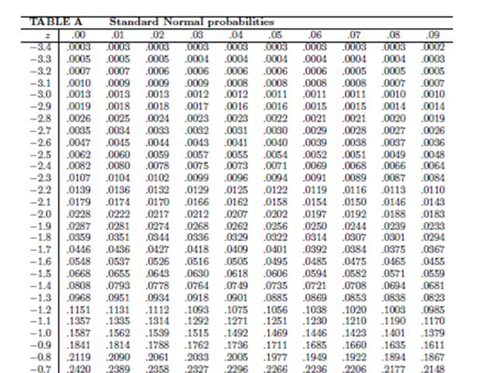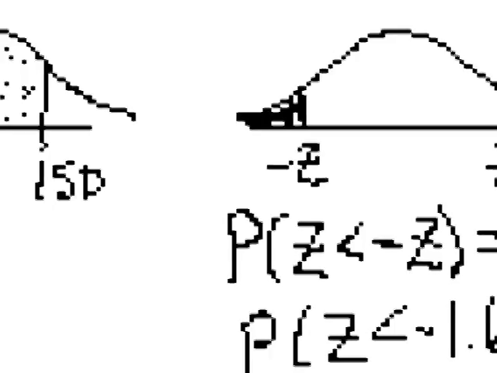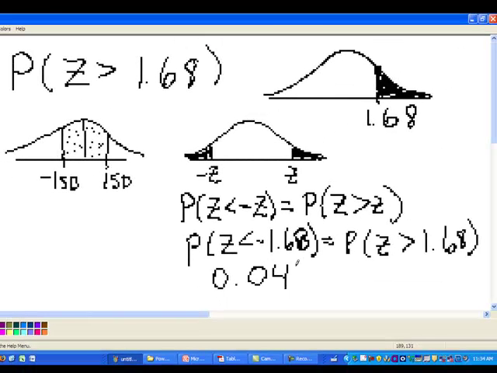We get 0.0465. Pretty neat. And we're done. So that's just another way you can find a probability of z greater than 1.68, or z greater than any z value.